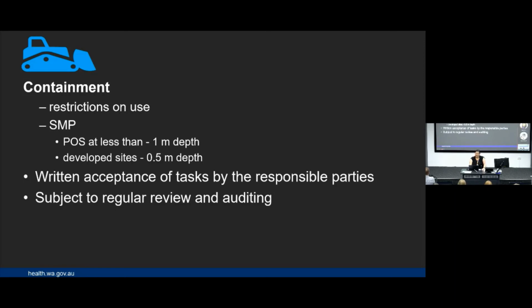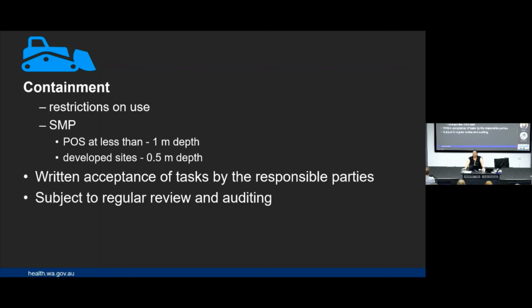So now the new updated guidelines talk about the need for a site management plan. It basically says that if you have cover for a public open space that's at less than 1 metre, or for a developed site that's at less than 0.5 metre, then we want to see, regardless, a site management plan. So we definitely want to see a site management plan.